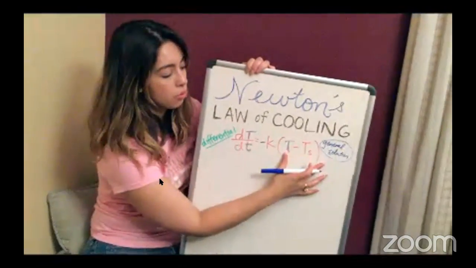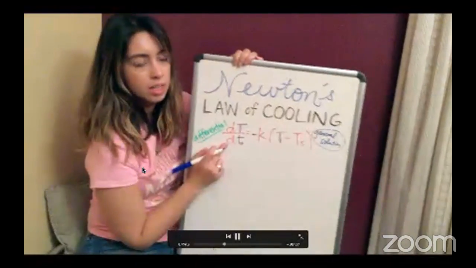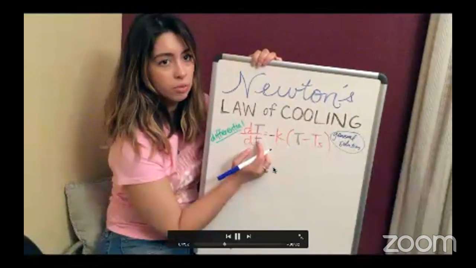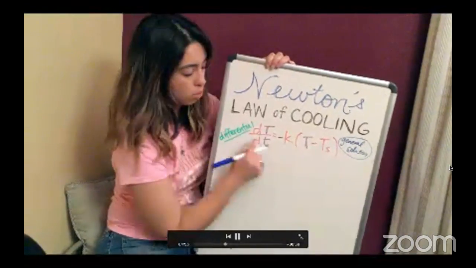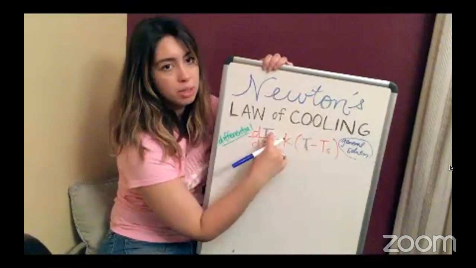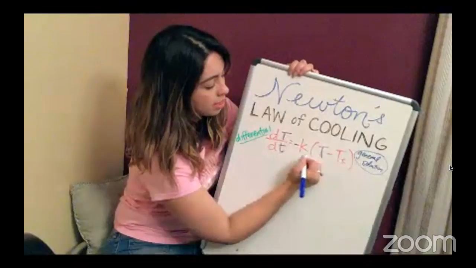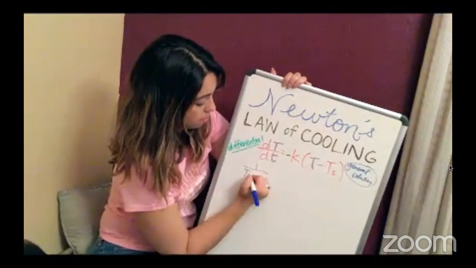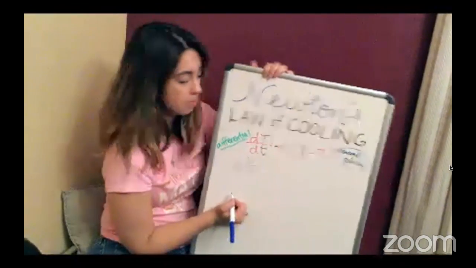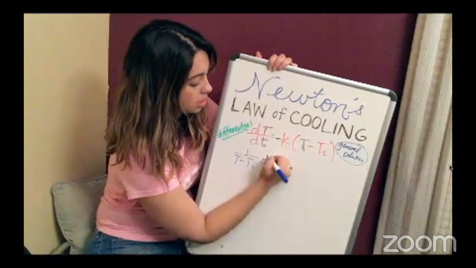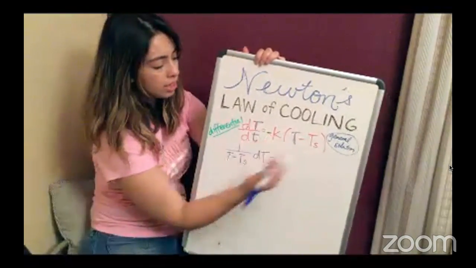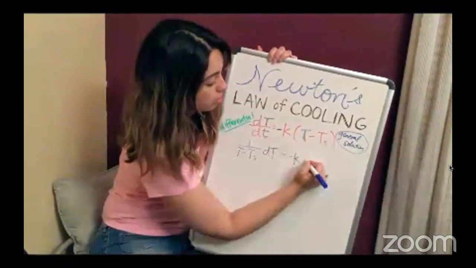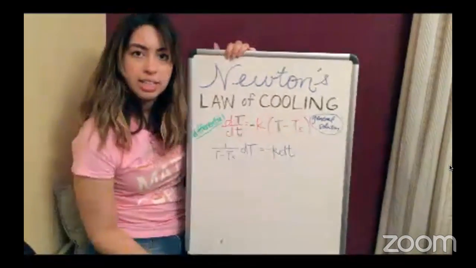I'm going to move this over by dividing to the other side to get it together with this capital T that I see here. And I'm going to move this dt over to the right side by multiplying it over so that we can then separate these two variables. So dividing by T minus T sub s, we're going to get 1 over T minus T sub s on the left side times dt, because this dt is not moving. The negative k is also going to be staying, but we're multiplying by dt to the other side, so we have negative k times dt.